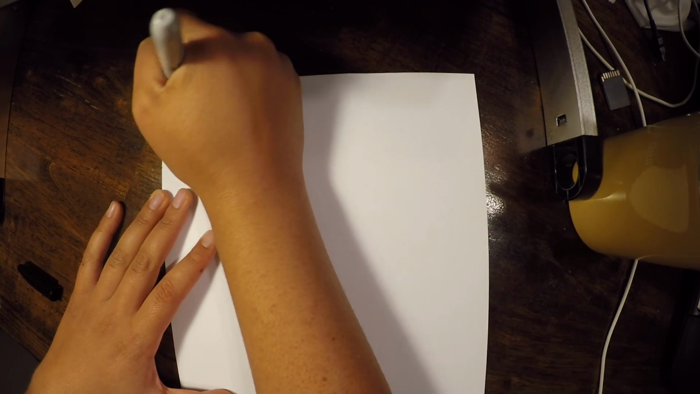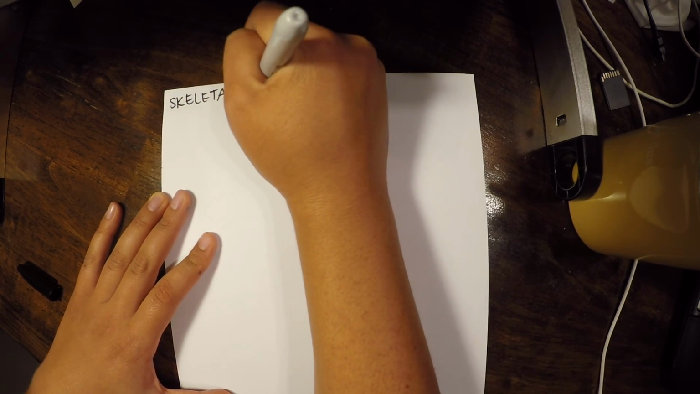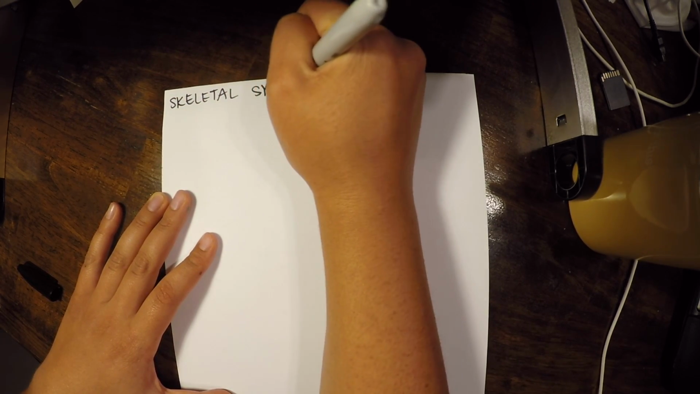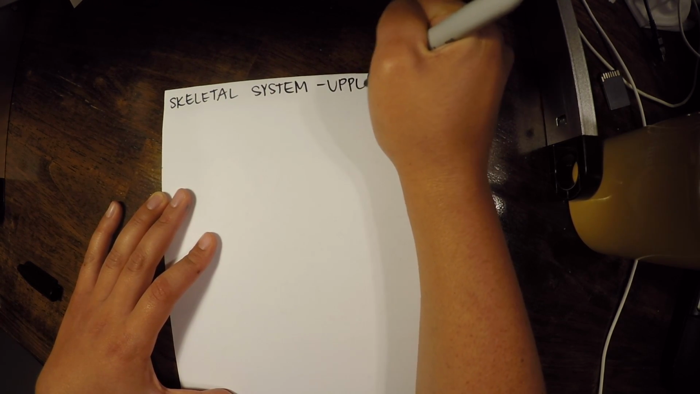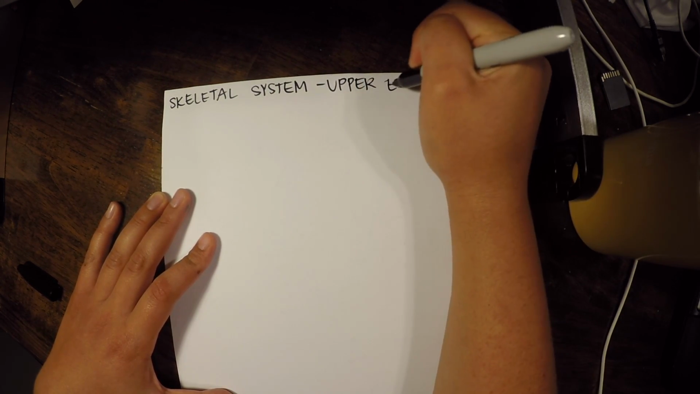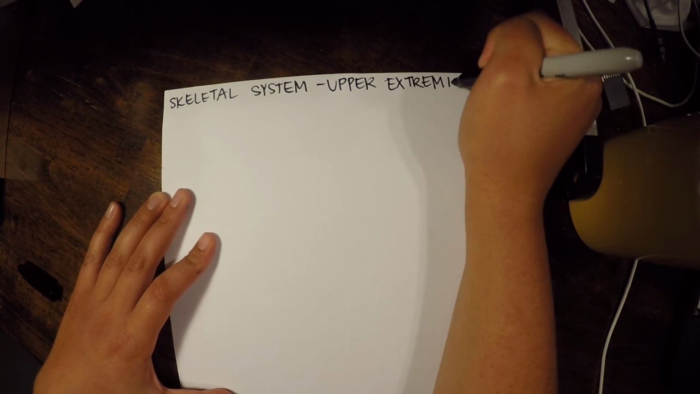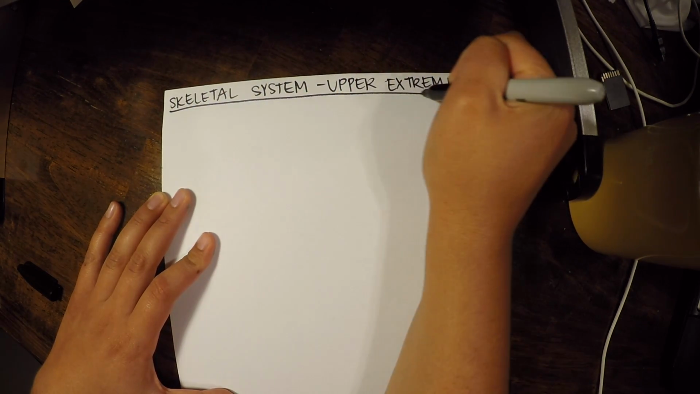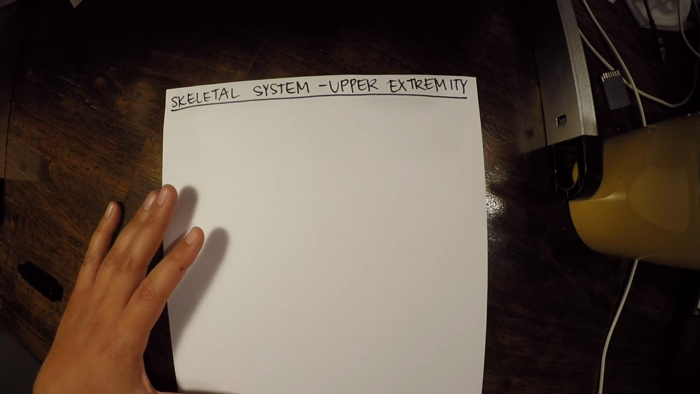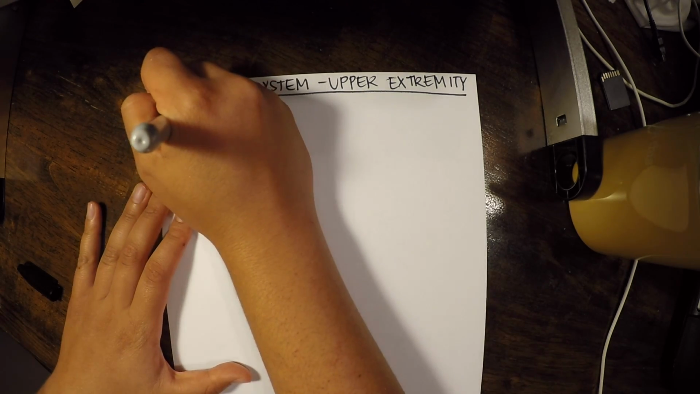Alrighty, for this lecture, it's going to be on the skeletal system, specifically of the upper extremity. So all that means is that it is on your arm. Now we're going to start with the scapula.